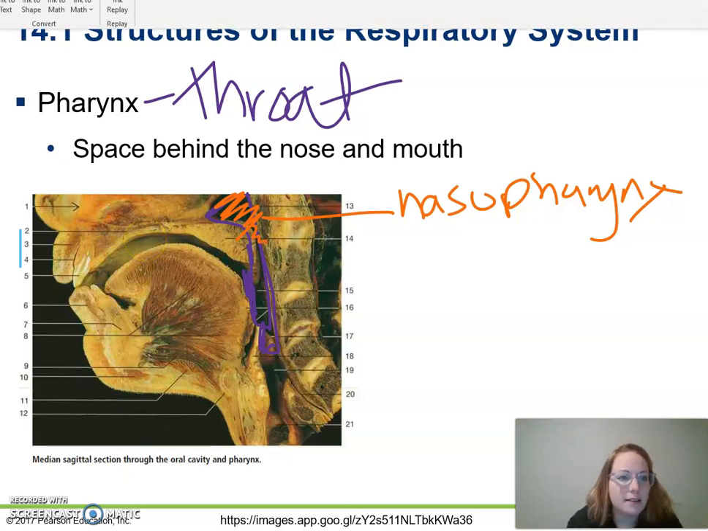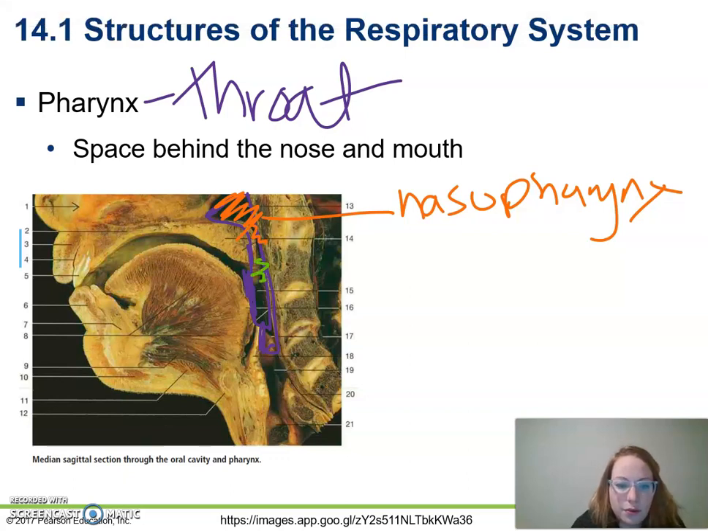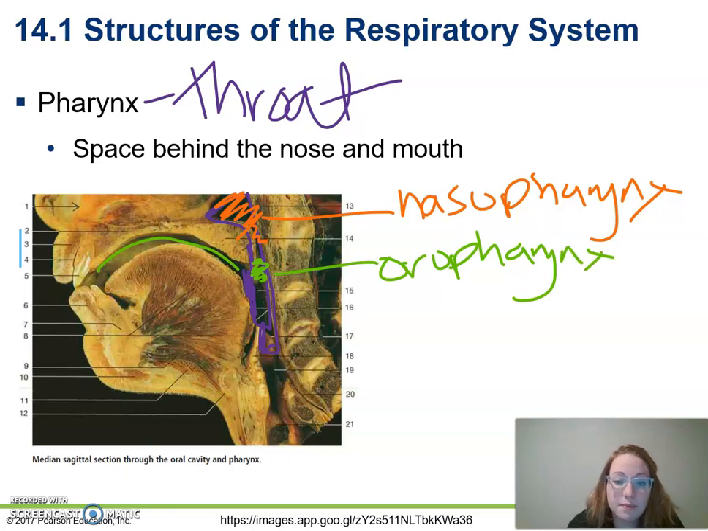And let's go back a little bit farther. And then next, so this is your oral cavity here going back. So there's your oropharynx. You're going to have your tonsils embedded here. And then once we go past that, we're going to have to pause for the next video.